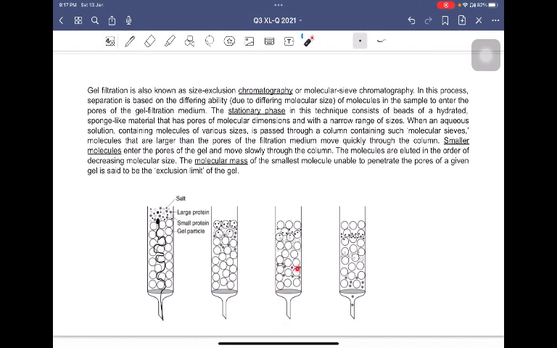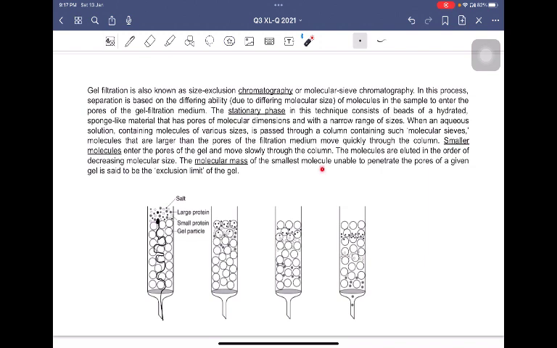As we can see, these gray ones are the larger molecules. They are coming out fast. But these molecules are the smaller molecules, and the smaller molecules are coming out later. So the molecules are eluted in the order of their decreasing molecular size. The larger ones are eluted fast and the smaller ones are eluted later.